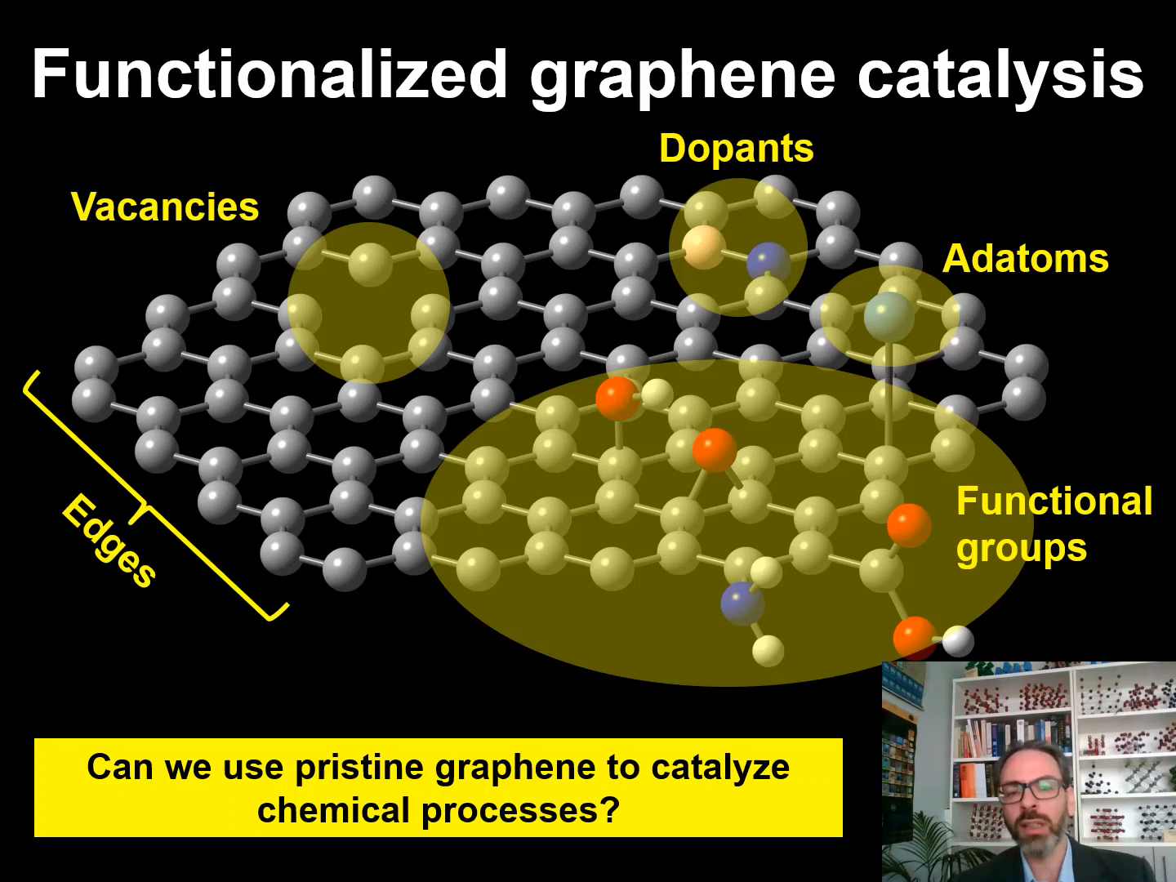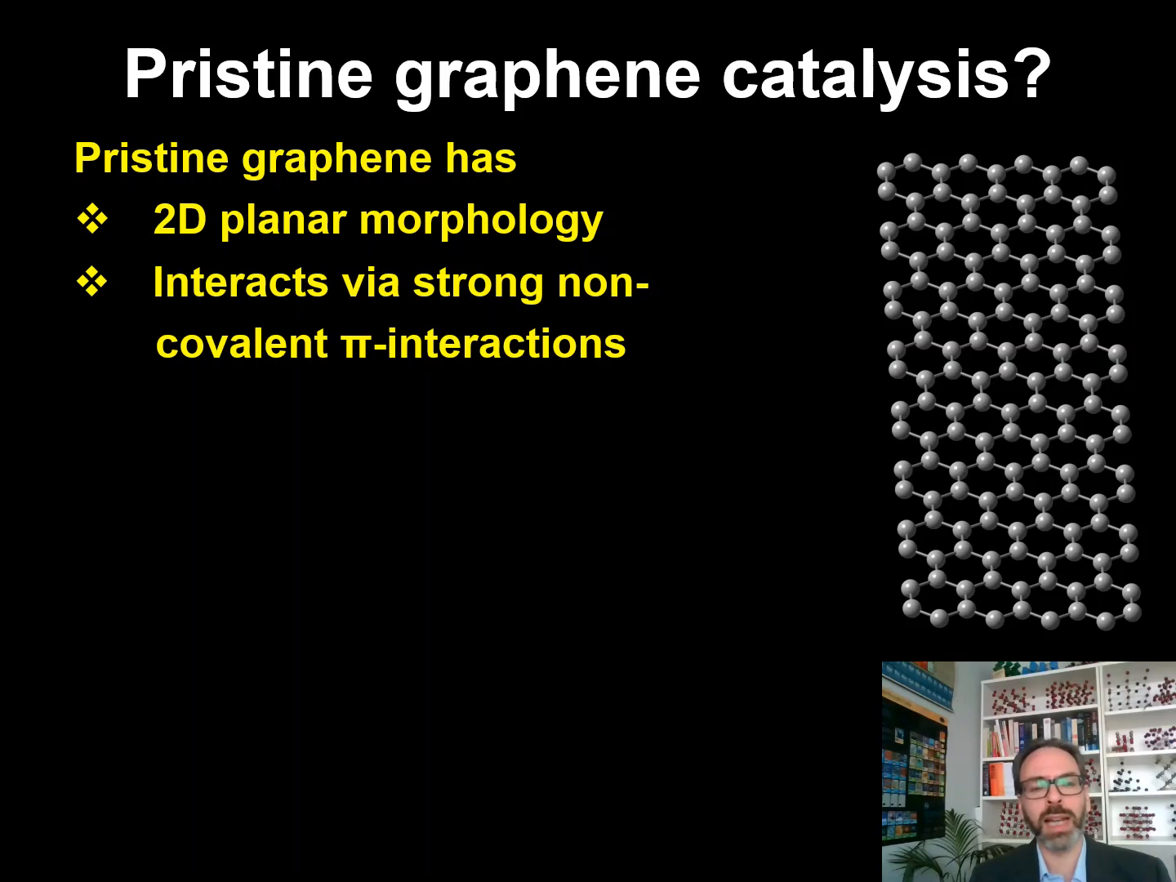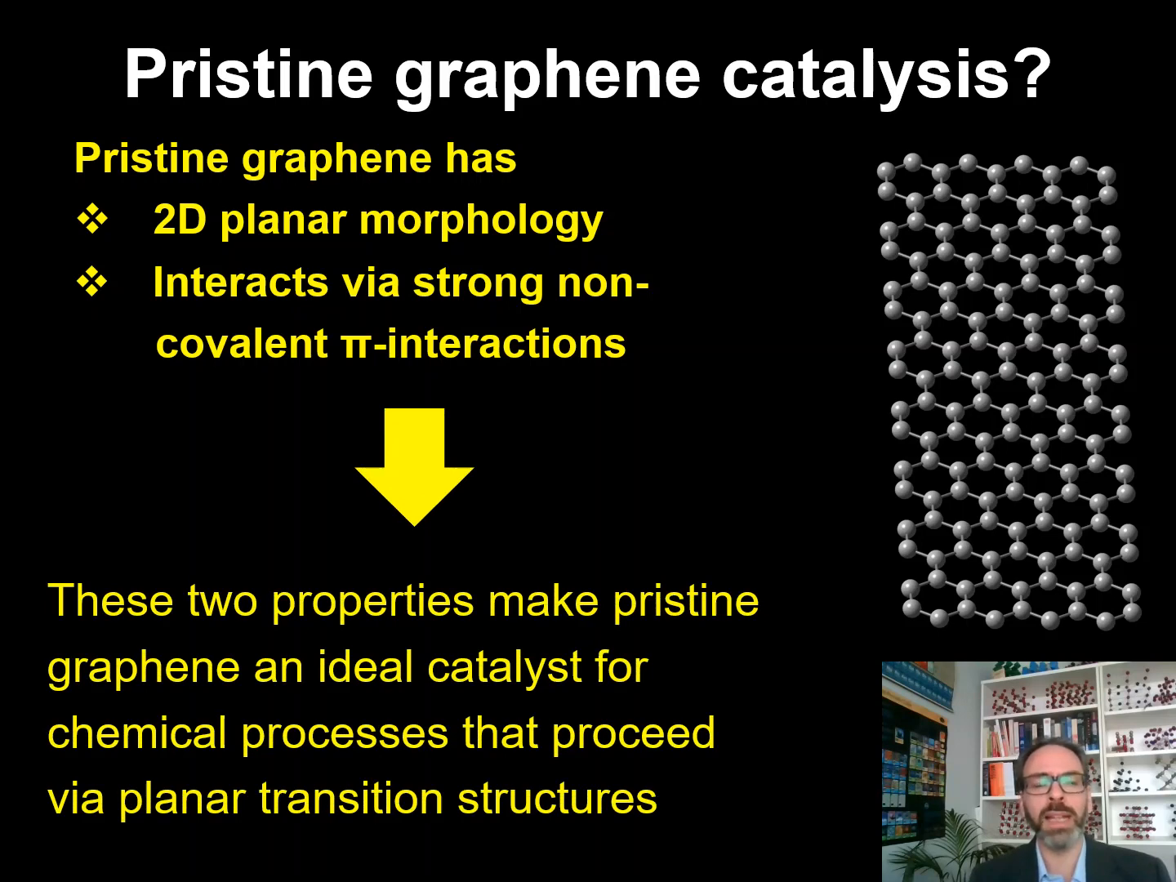So the current research started with a simple question. Wouldn't it be great if we could do catalysis on the pristine part of graphene, which does not have to be chemically modified or functionalized? But when you come to think about it, the pristine part of graphene has two unique properties that we can use to our advantage. It has a two-dimensional planar morphology, and it can interact with surrounding molecules through non-covalent pi interactions. And we will show today that we can use these two distinct properties to catalyze chemical reactions that proceed through a planar transition structure.